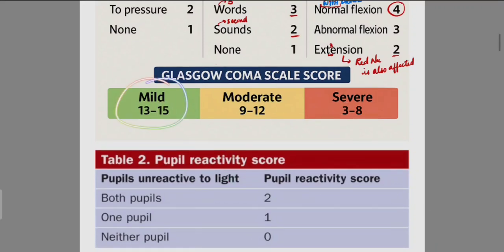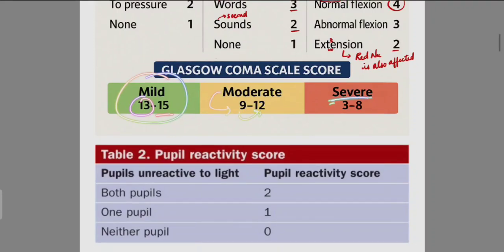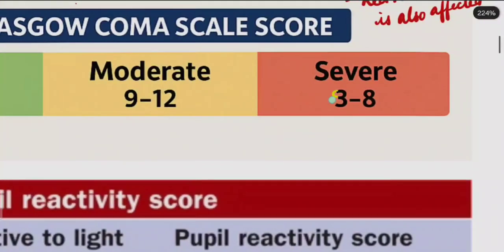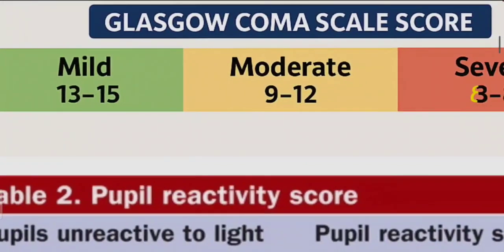So mild will be 13 to 15, moderate will be 9 to 12, and then severe, we know it is 3, and 3 you can just make an 8 out of it. So this is sorted, it will be 8. It starts with 3 because 3 is minimum, and 15 is maximum, so 3 to 8, this thing is sorted. Mild, M, you can just make a 3 out of it.